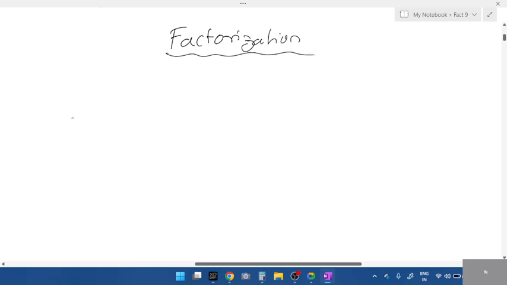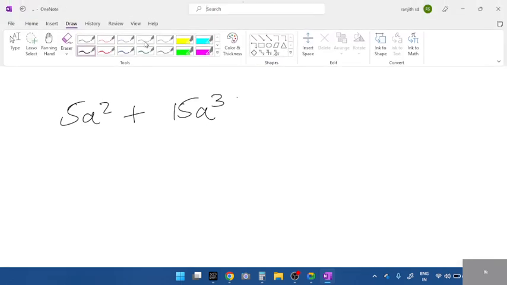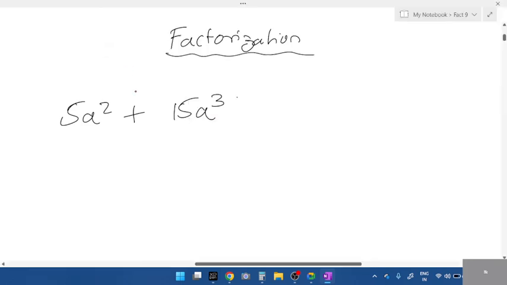Okay, what do you mean by factorization? Both of you will answer. If I give 5a square plus 15a cube, what do you mean by factorization, students? The meaning of factorization is you have to take out the common terms. Yes, common factors. Now there are numbers, right? Numbers given here. For numbers, we use the method called HCF, highest common factor.